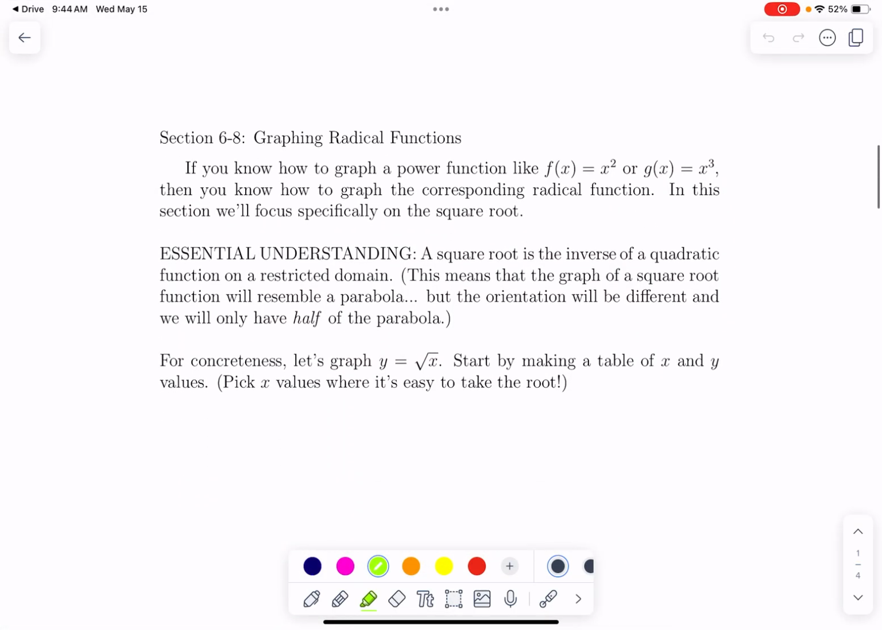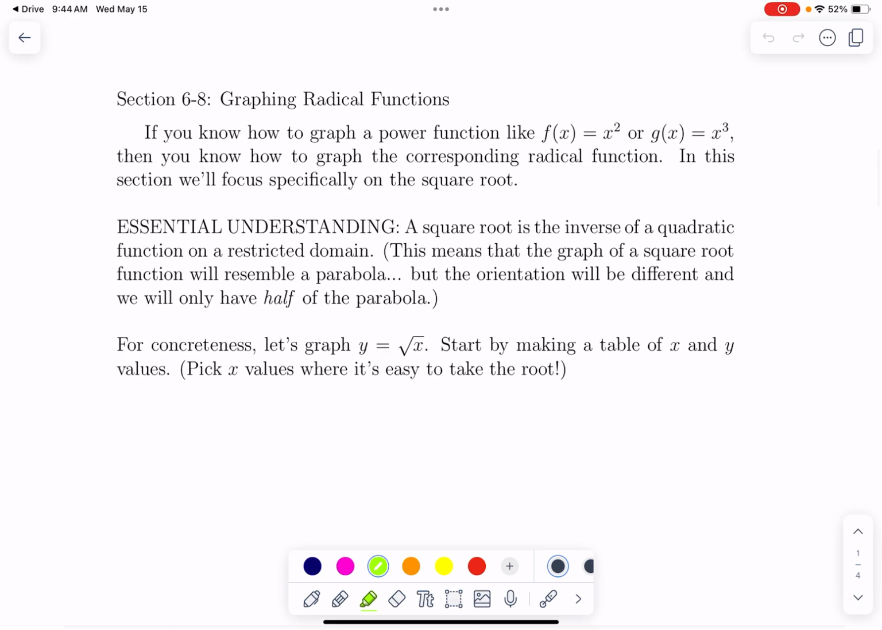Okay, in this video we'll talk about graphing radical functions. And we're just going to focus on the square root graph. There is a cube root graph that you could figure out similarly, but we're going to skip that. And so the square root is the inverse of the squaring function.